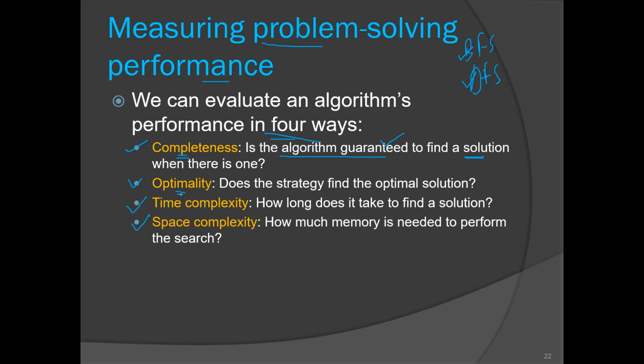Optimality. We know that in a search tree we can have multiple goal states, right? For this example, this node can be a goal state, and this can also be a goal state. Now which one is optimal? This one, right? It is closer to the root node, so definitely the path cost would be less. So whether the algorithm gives me this solution or that solution, does the strategy find the optimal solution?